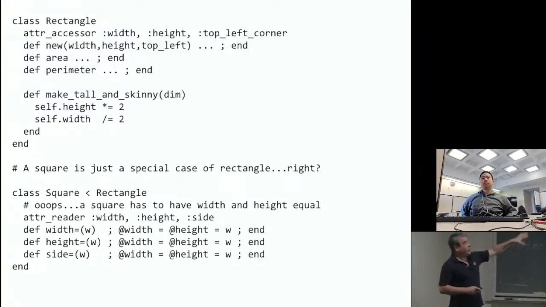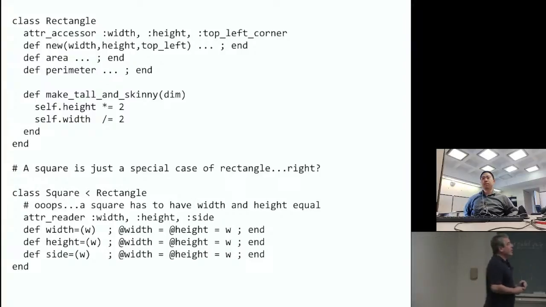So of course, in this contrived example, the real problem is squares maybe aren't really a subclass of rectangle. We should have thought that out better. And we'll fix that in a moment. But the idea is to illustrate what can go wrong in that situation.